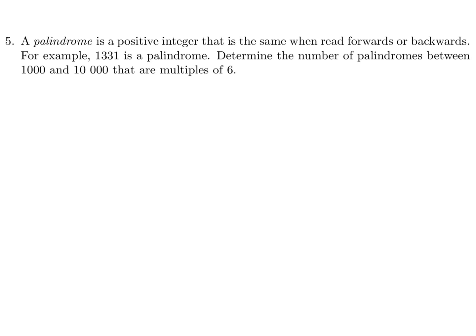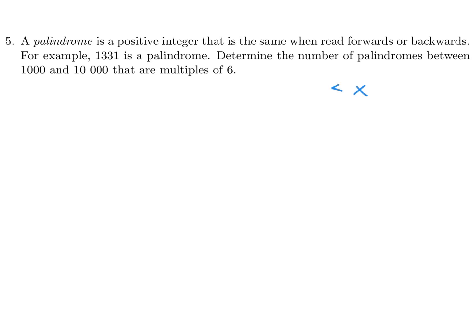A palindrome is a positive integer that is the same when read forwards or backwards. For example, 1331 is a palindrome. Determine the number of palindromes between 1,000 and 10,000 that are multiples of 6.